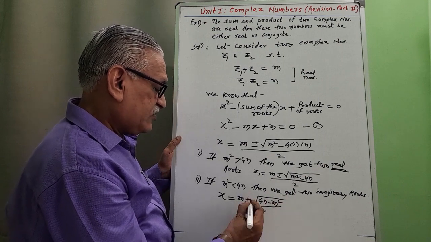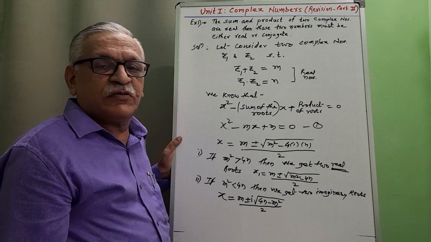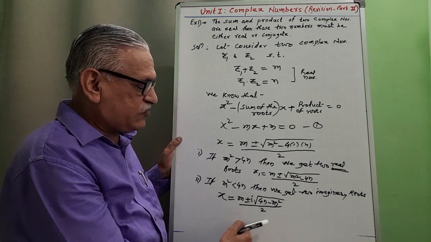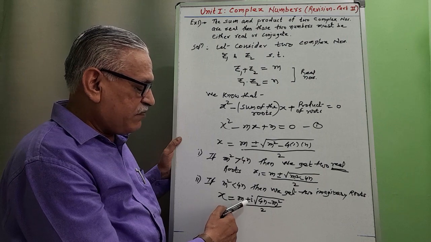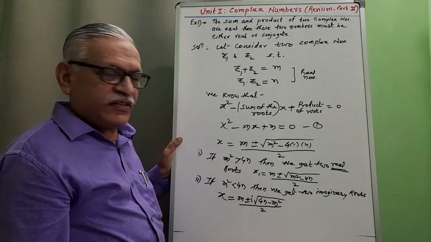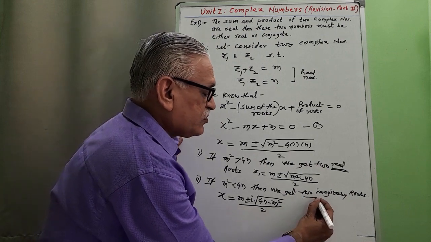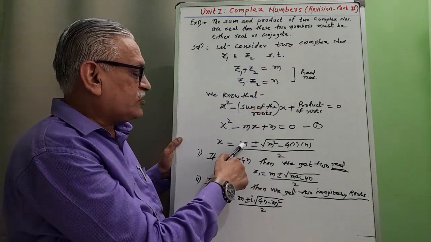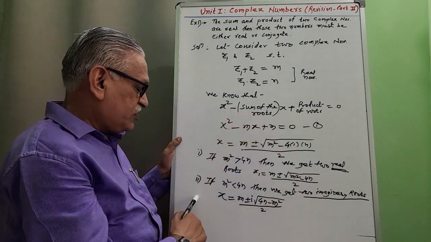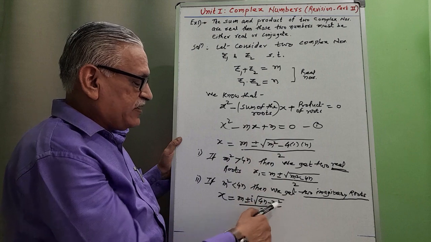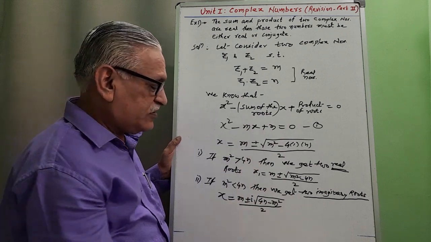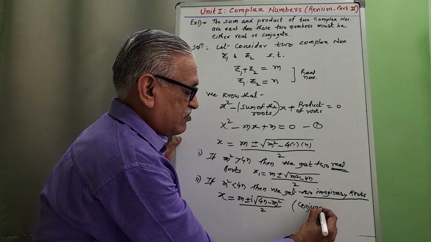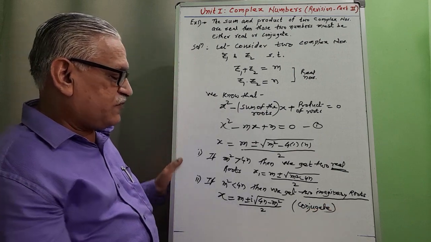into i. The square root of a negative term is imaginary, and therefore we have the two roots: x is equal to m plus i times square root of 4n minus m square, divided by 2, and the second root is m minus i times square root of 4n minus m square, divided by 2. Therefore here we are getting two imaginary roots. For one condition we are getting two real roots, and for the other condition we are getting two imaginary roots, which are conjugates of each other. Hence proved.